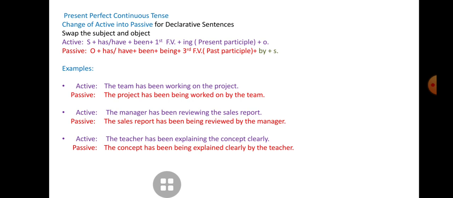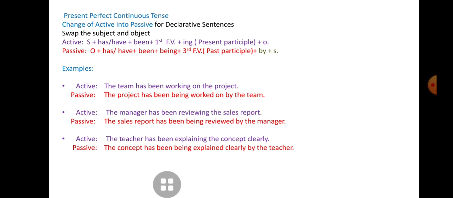The tense structure of present perfect continuous tense is: subject plus has or have according to the subject plus been plus first form of verb plus ing, which is also called present participle, plus object.